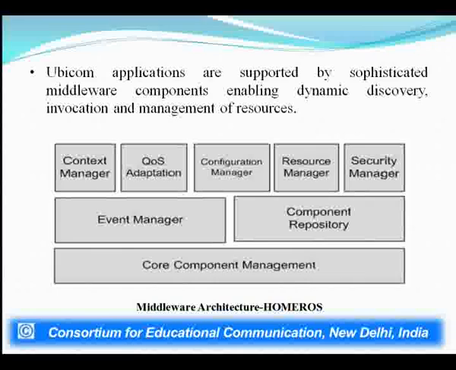It is known as Home ROS, and here there are 3 levels of design. On the first level, we have the core component management. Core component management means many components are being created and they are kept freely for the uses, and after uses they are kept in the library. Then the event manager comes into picture. Event manager, according to the event, they choose the component, and if the event is finished, they put the component in the repository. Then we have the component repository.